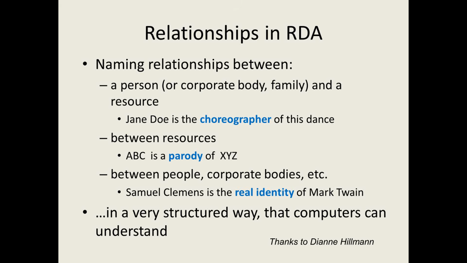RDA allows us to name relationships between a person and a resource. For example, Jane Doe is the choreographer of this dance. Between resources, one is a parody of another. And between people, for example, Samuel Clemens is the real identity of Mark Twain. And to name these relationships in a very structured way that computers can understand.